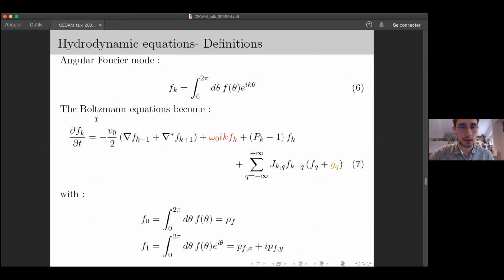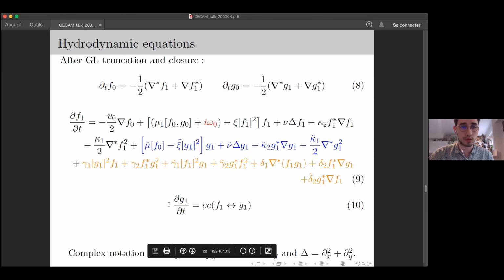So I follow the Ginzburg-Landau approach to get the hydrodynamic equation. Let me define the angular Fourier mode. Then if we apply this transformation to the previous equation, it becomes equation number 7, where we can continue to track the new term due to chirality and the cross term due to the interaction between the two populations. Let me just tell you something about the angular Fourier modes. There are two particular angular Fourier modes. Fk for k equals 0 corresponds to the density field, and Fk for k equals 1 corresponds to the momentum field.